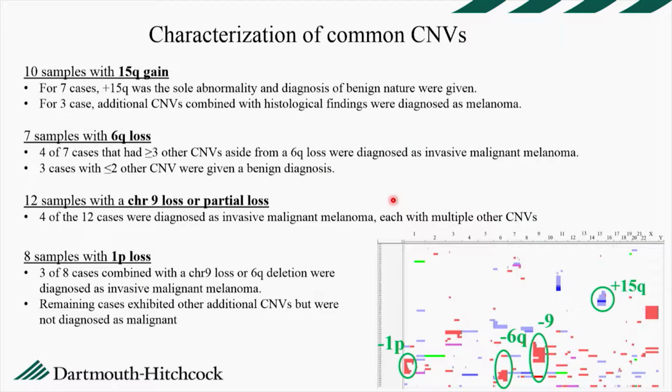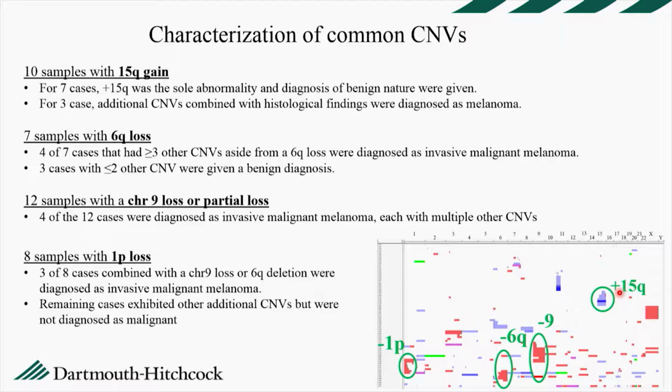So by far, one of the more interesting observations that we made by grouping together the common CNVs is that within the last few years, we actually encountered about 10 cases with a chromosome 15 gain, 7 of which it was the sole abnormality.